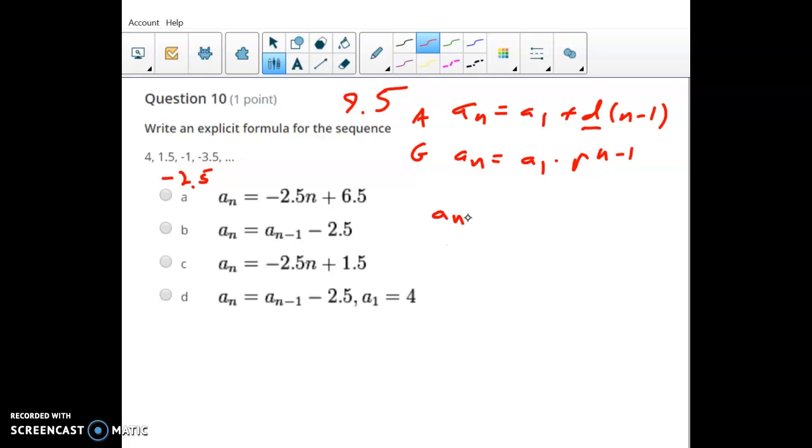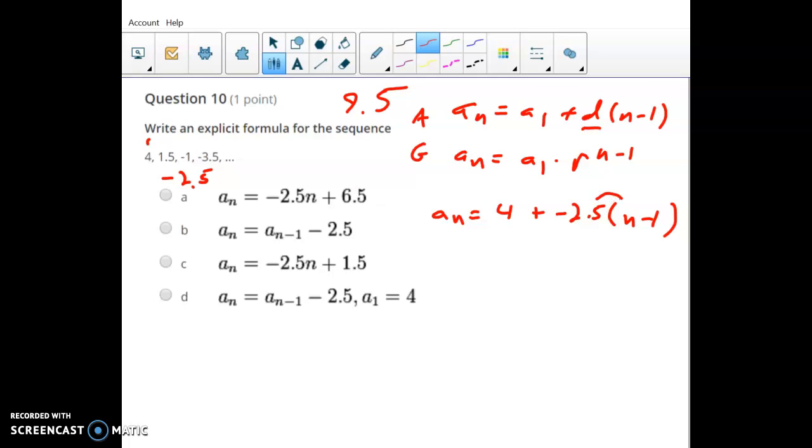So the little formula would be a sub n equals the first term, which is 4, and then plus, I guess you could do negative 2.5, however you want to do that, minus 2.5 or plus negative 2.5 times n minus 1. So that's our common difference. And then it doesn't match any of these because we've got to clean it up.